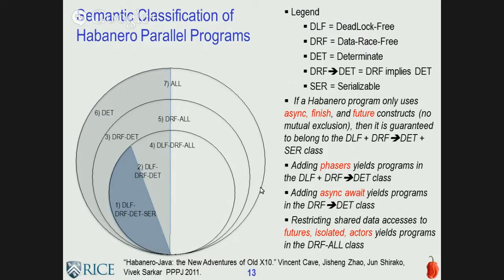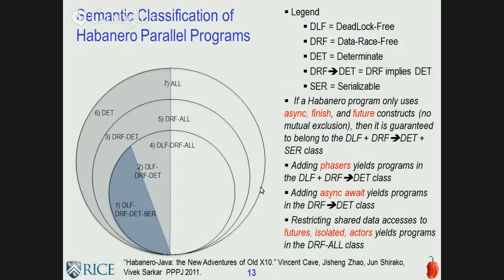Oh, sorry, the plus is, put parens around "DRF implies determinacy" as one term. So it's not deadlock freedom plus data race freedom implies determinacy. You get deadlock freedom and the property that data race freedom implies determinacy. So I should put parentheses. Okay, good.